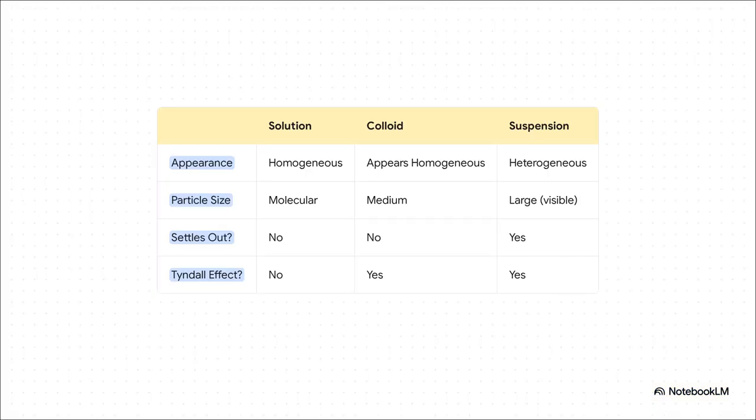And that whole spectrum really comes down to one thing, the size of the particles being mixed in. At one end, you have solutions. The particles are tiny, molecular-sized. They're never, ever going to settle out. Way over on the other end, you have suspensions. Think muddy water. The particles are huge, you can see them, and if you let it sit, they'll all sink to the bottom. But right there in the middle, you've got this fascinating category called colloids. Think milk or fog. The particles are bigger than in a solution, but still small enough that they just stay suspended. They look uniform, but they've got a secret little trick that gives them away.